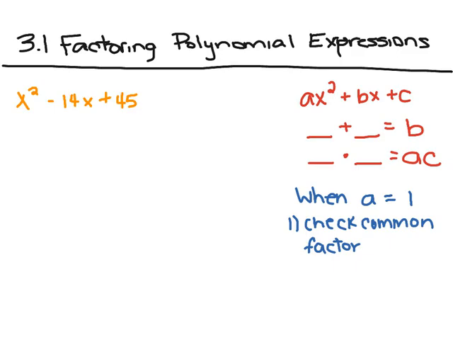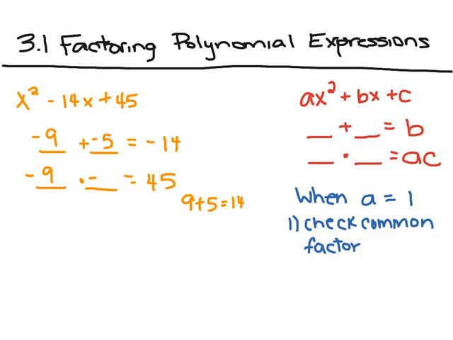For the next one, we have x squared minus 14x plus 45. So blank plus blank is equal to negative 14, and blank times blank is equal to 45. Now because this is a positive, we know that both of them have to be negative in order to get a negative b. So two negatives make a positive, and if we look through our factors of 45, 9 plus 5 is 14, and 9 times 5 is 45.